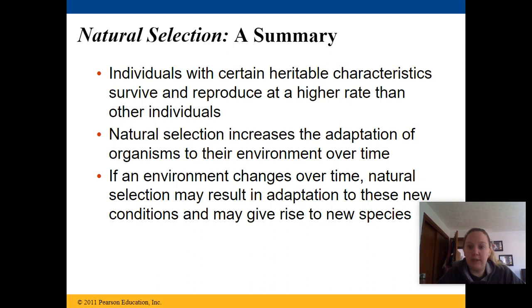Natural selection increases the adaptation of the organisms to their environment over time. And if an environment changes over time, natural selection may result in adaptation to these new conditions that may give rise to new species.